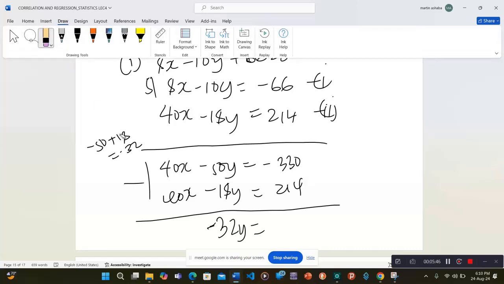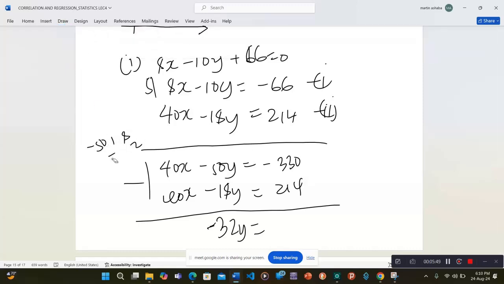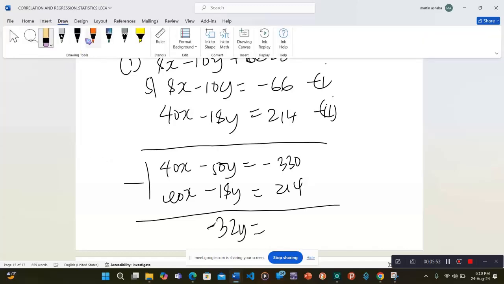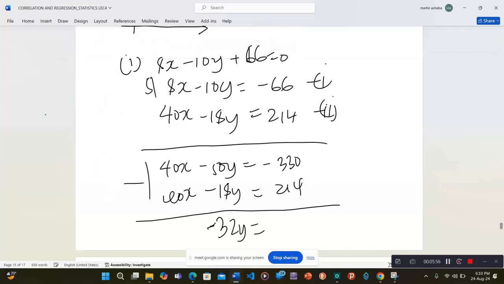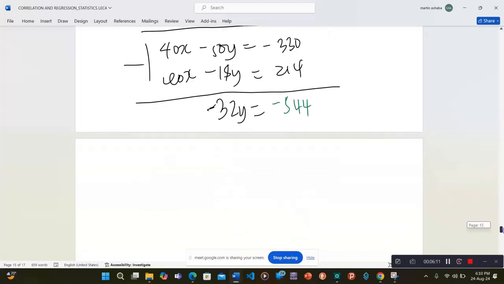So you have to do that subtraction very well. So what is this? This is going to be minus 214, so I will have negative 544. And what is the value of y? This divided by that, we will be good to go. So the answer is 17.